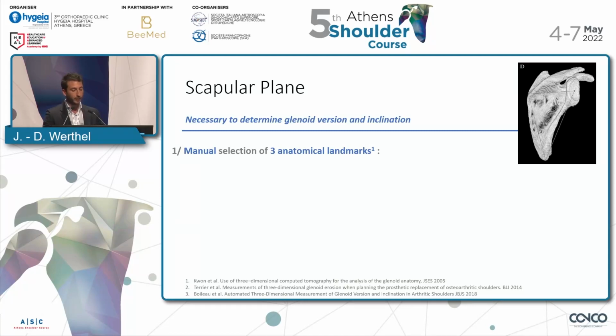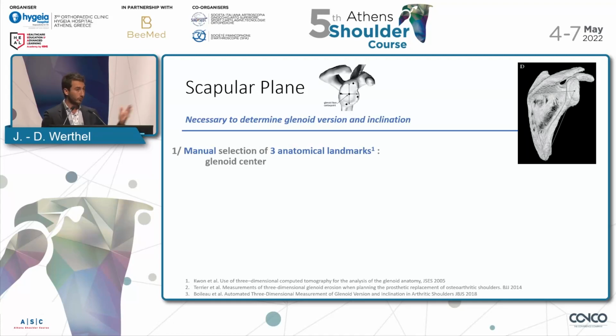Then you have to determine the scapular plane. So we had the glenoid plane, now we need the scapular plane to determine the glenoid version and inclination also. So then again, you can either select manually the landmarks, and you can select 3 anatomical landmarks that have been described, the glenoid center, and again, several methods to determine where is the glenoid center, because it's not that easy.